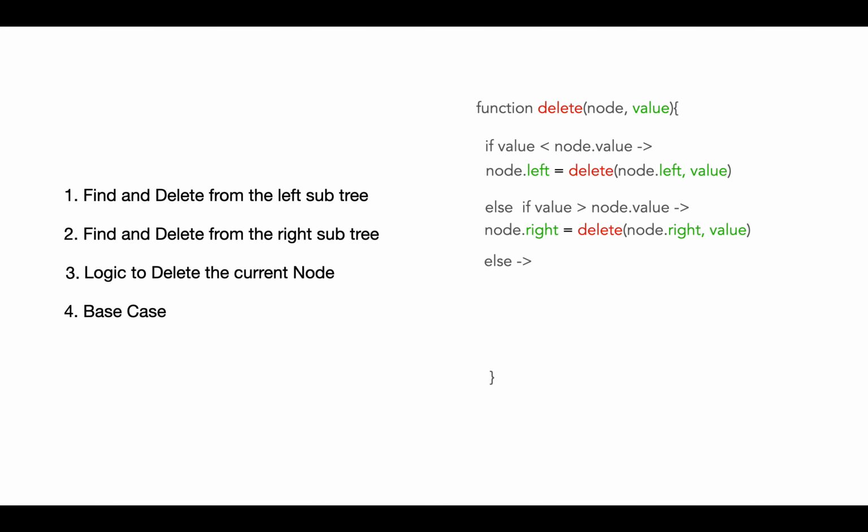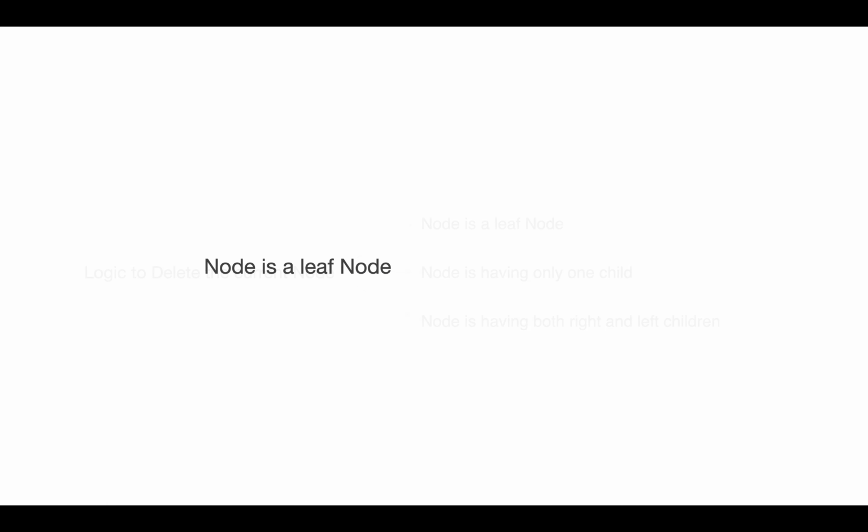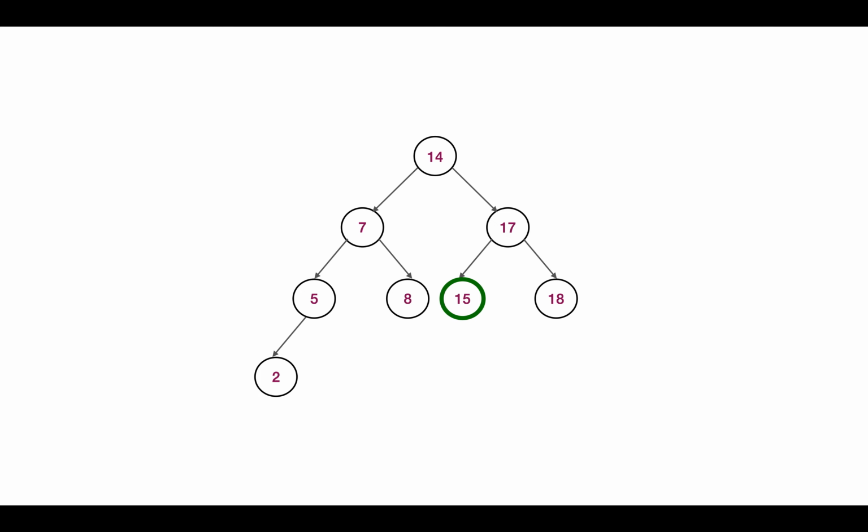Okay, after reaching here, our function needs to perform the logic to delete the current node. So let's discuss the logic to do that. The node that you're deleting is either a leaf node, or a node with only one child, or it has both right and left nodes. Let's first pick the first case. If the node is a leaf node, then we can simply remove it from there. More technically, you can replace it with a null or a none node.